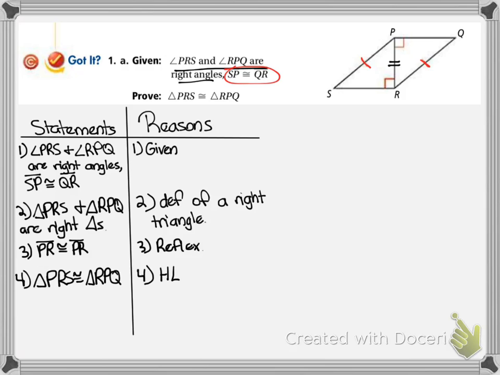And that would be your proof. It's kind of easy when you have right triangles because we know we're going to use hypotenuse leg. So you're just setting yourself up. You want to determine that the hypotenuses are congruent and also the legs are. So that's it for today. What we're going to look at tomorrow is proofs involving the hypotenuse leg theorem. See you then.